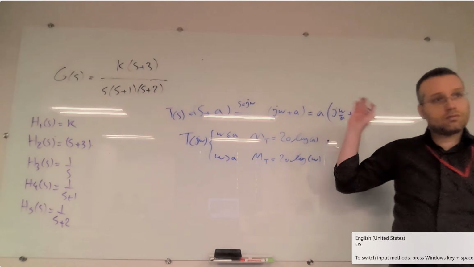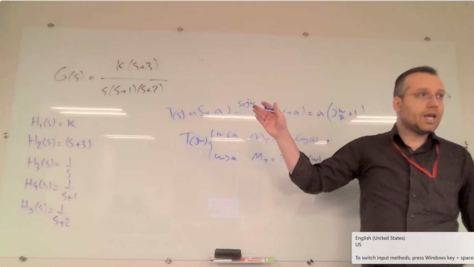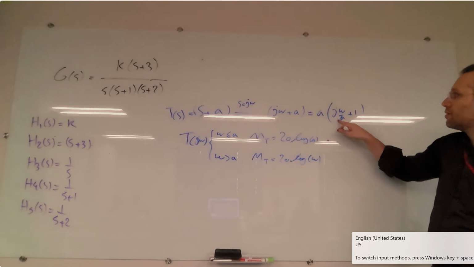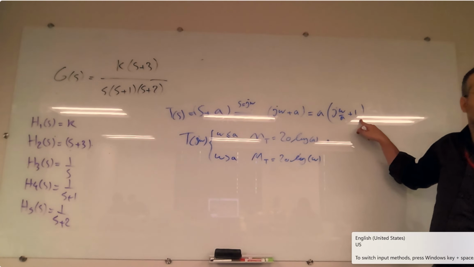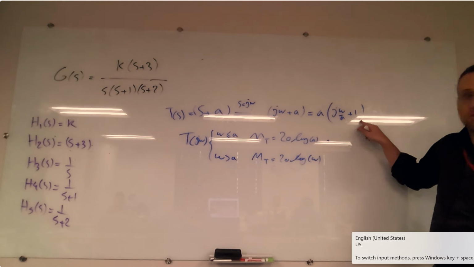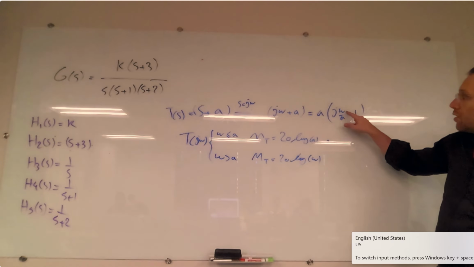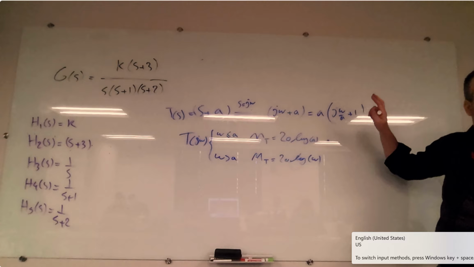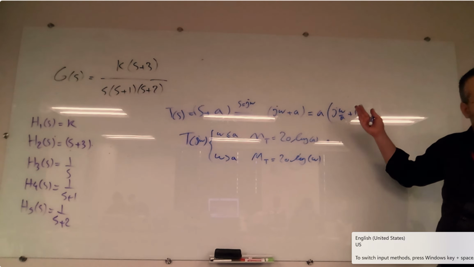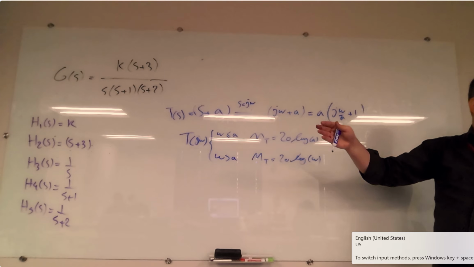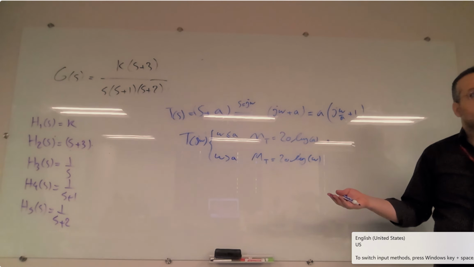If omega is far lower than a, this is your tangent. Omega is far lower than a, so the phase is the tangent inverse of this low number divided by 1. It's far less than a, so it is 0. Tangent of 0, tangent inverse of 0 is 0. So at the far end, our phase is going to be 0.